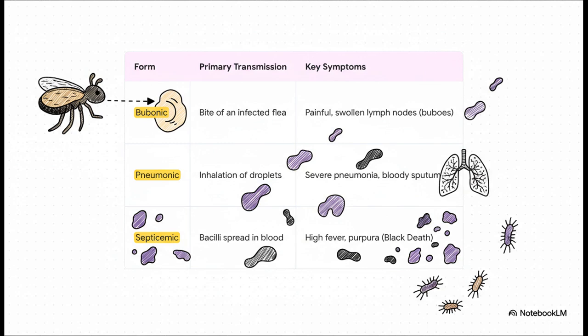Now, if the infection gets into the lungs from there, it becomes pneumonic plague. And this is the most dangerous form, because it can spread directly from person to person through coughing. And finally, if it gets into the bloodstream, it's called septicemic plague. This is what causes the widespread internal bleeding that gave the Black Death its chilling name.